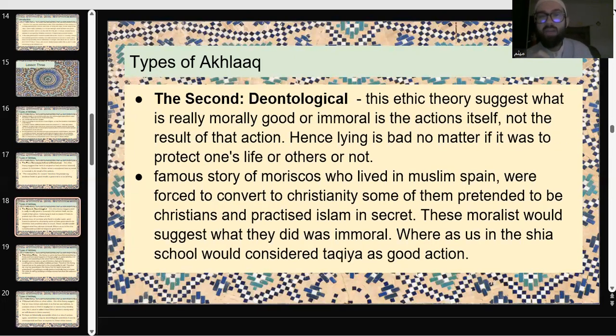The second type that we have is called deontological ethics. This ethical theory suggests what is really morally good and what is actually really immoral is the action itself, not the result of that action. So this theory suggests that it's the very action which is good or bad, not the consequence of the action. Hence, lying is bad no matter if it was to protect one's life or others or not.